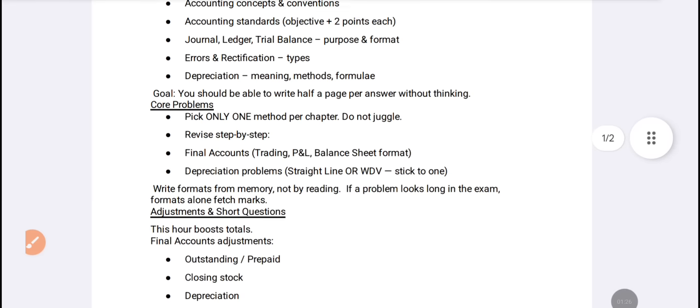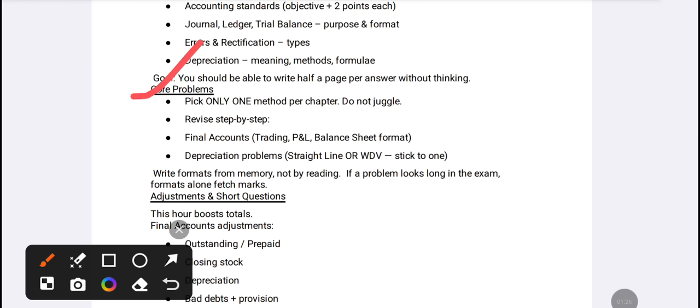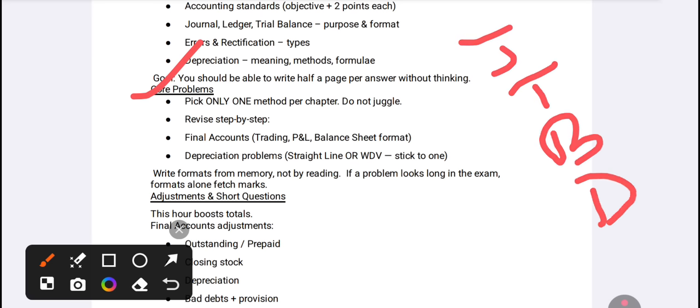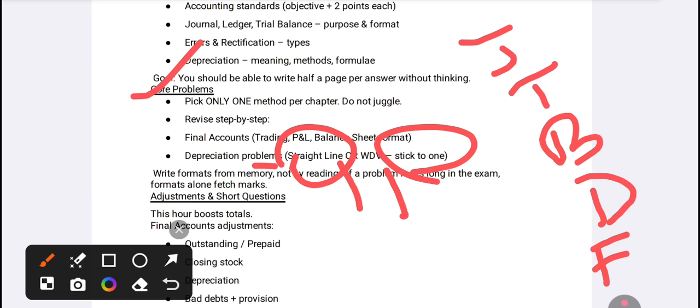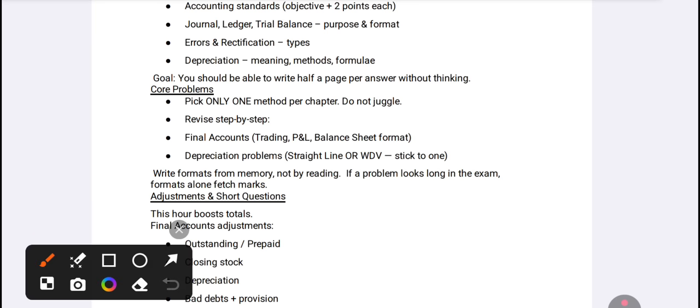Next, what are the core problems? You need to pick them: journal entries, 3 column cash book, BRS, depreciation and final accounts. In depreciation you have two methods, straight line or diminishing balance. Stick to one method only. My suggestion is to stick to the straight line method only.